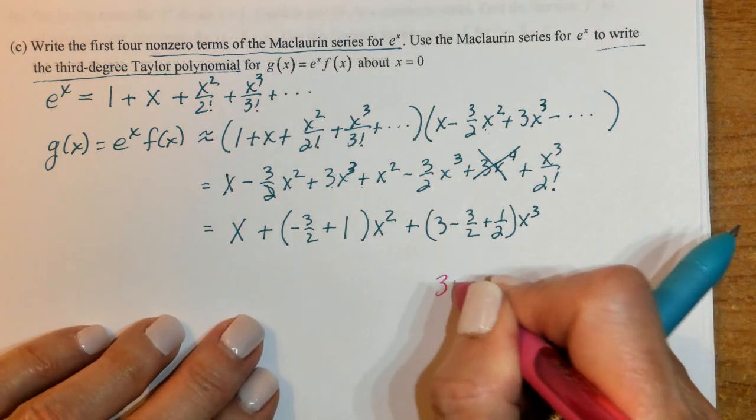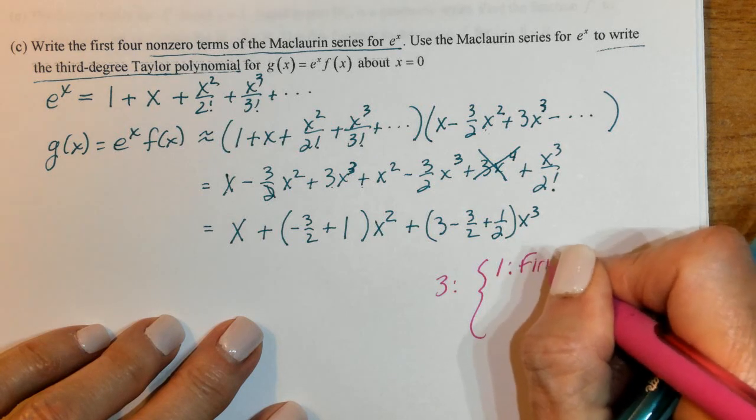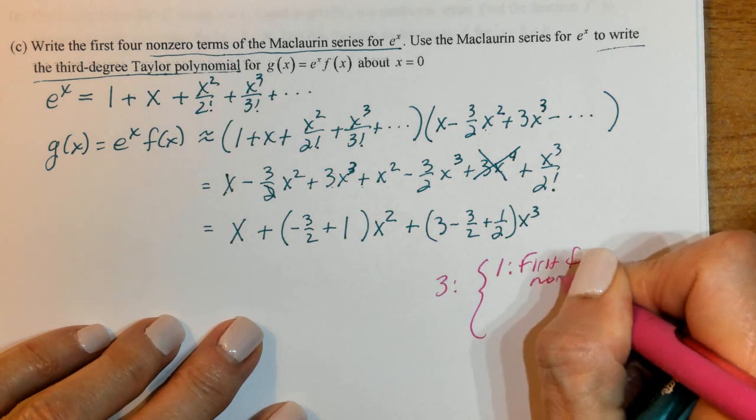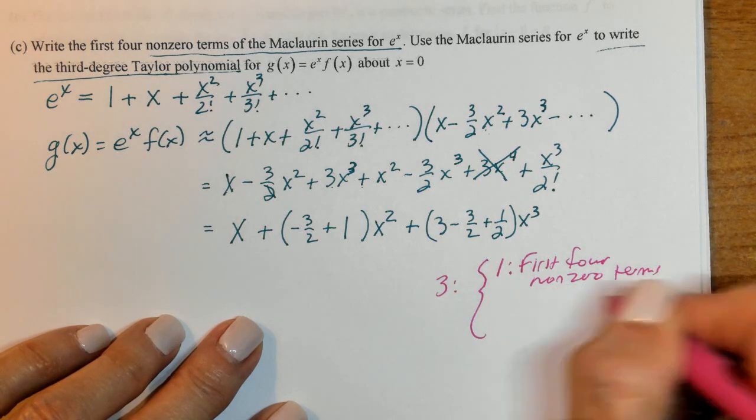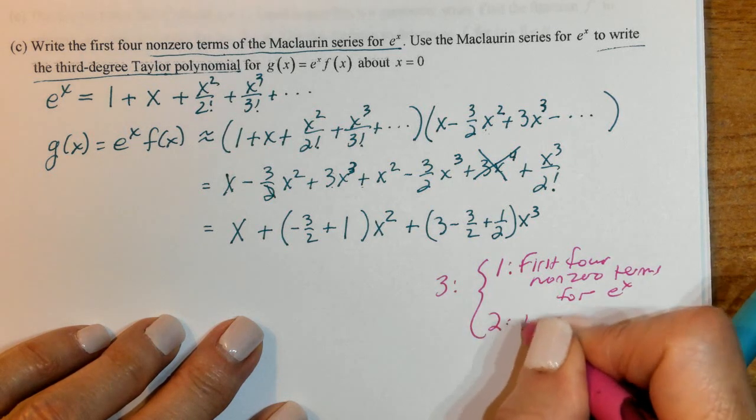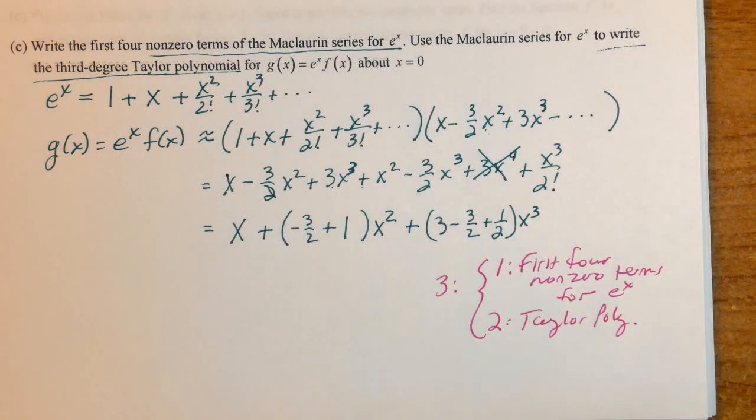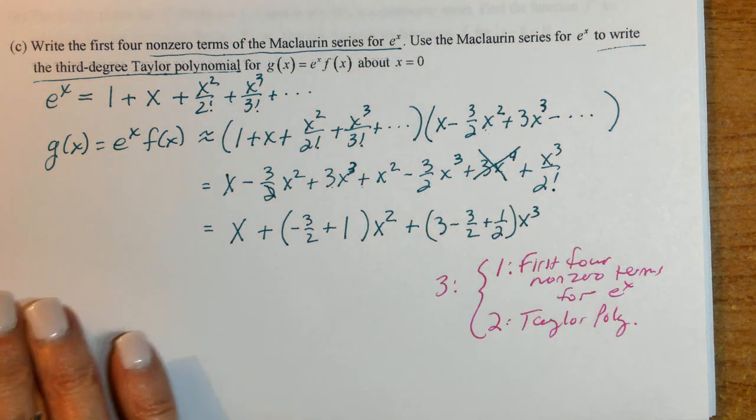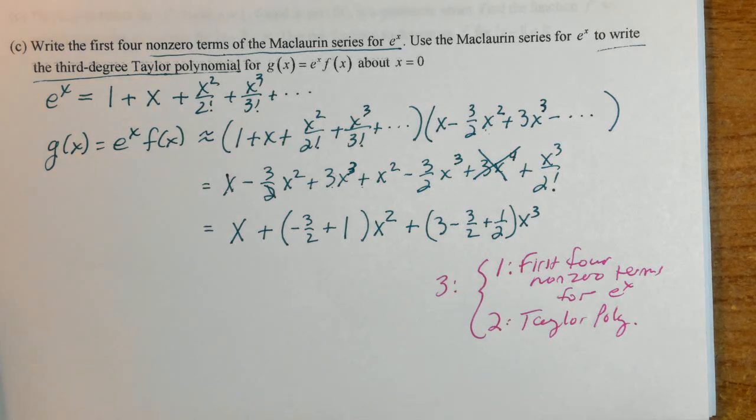So this was worth 3 points. 1 point for the first 4 non-zero terms for the Maclaurin series for e to the x. 2 points for the third degree Taylor polynomial. Okay? So an interesting little problem, don't you think? I really like that last part. We never did anything like that in our unit. We certainly could have, but we didn't. Okay?